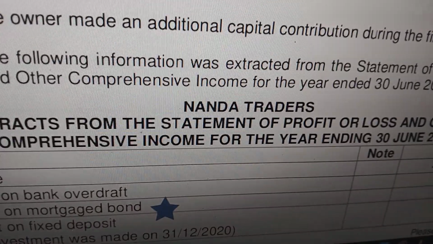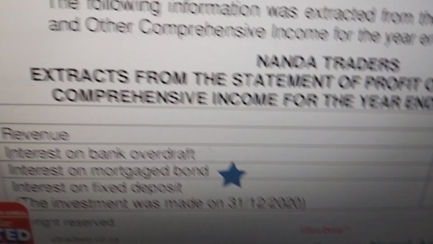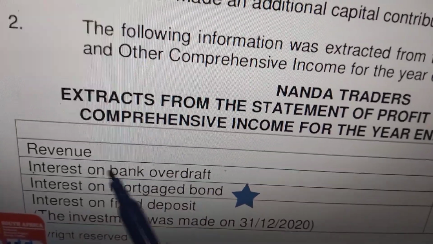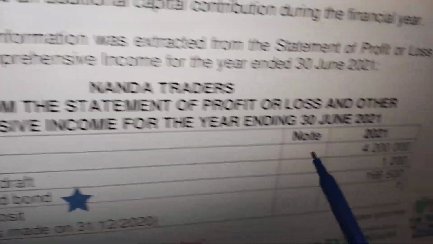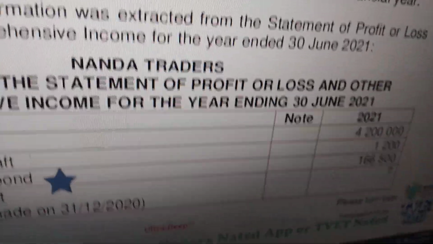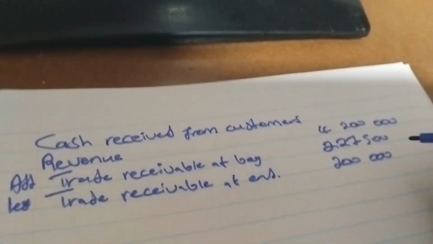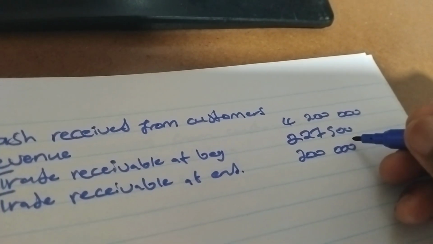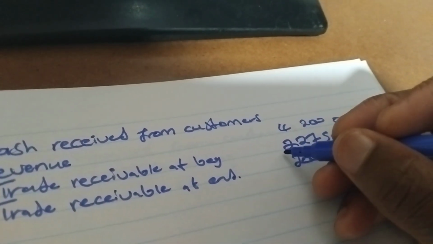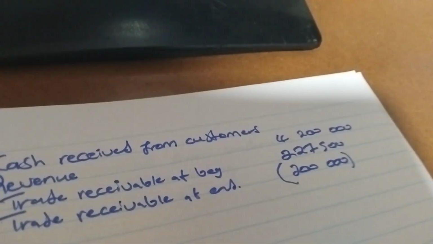And then we're gonna key in revenue. The revenue, we're gonna get it from the income statement. This is our revenue. So our revenue is how much? 4,200,000. This is our revenue. So the trade and other receivable at the end is going to be in the brackets. You less it, and then you're gonna get your total.